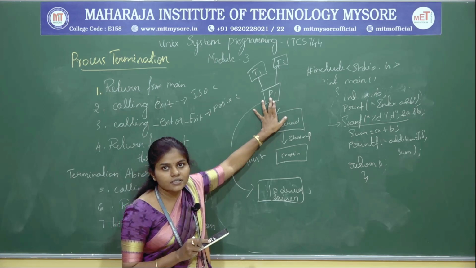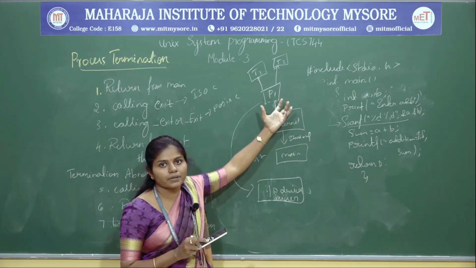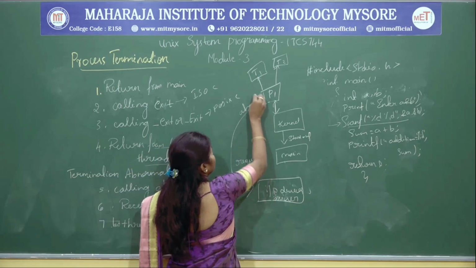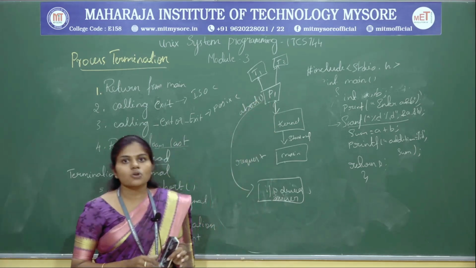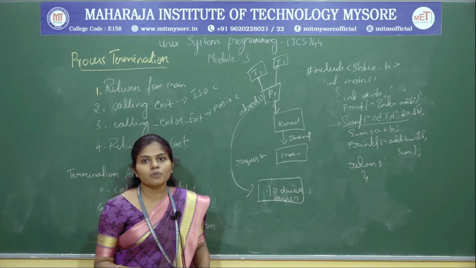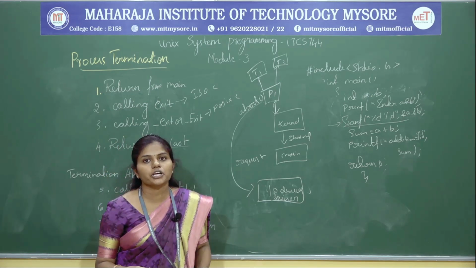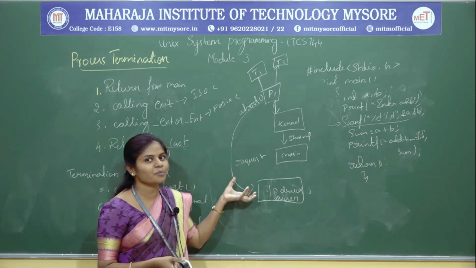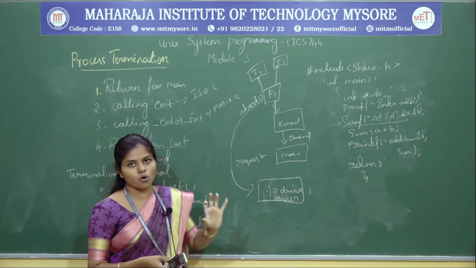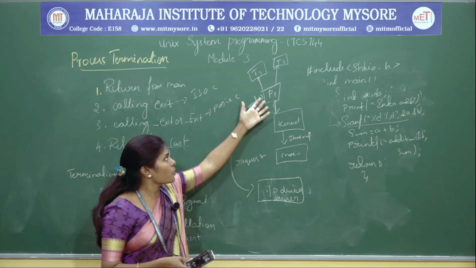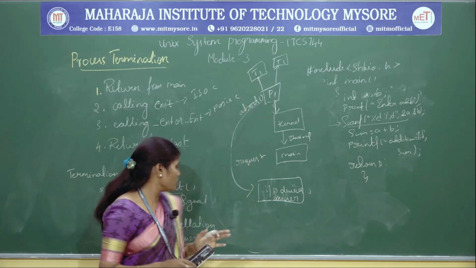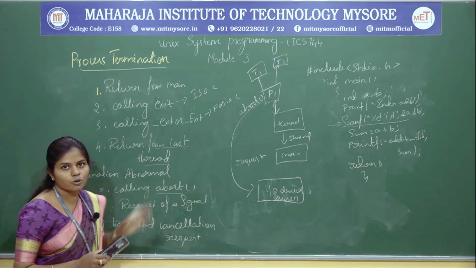So in that case something is going to happen: it is going to abort. That is the abnormal execution or termination of the process. For example, if in the middle some power is gone, the process P1 is going to be aborted abnormally. So next one, the receipt of the signal.